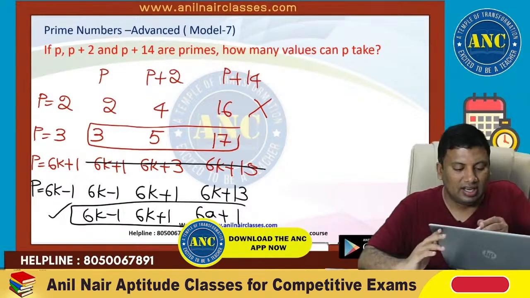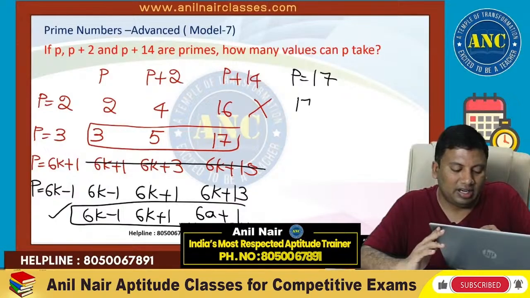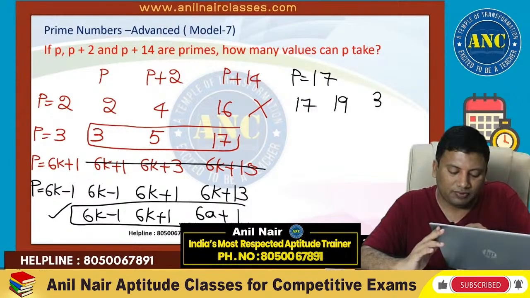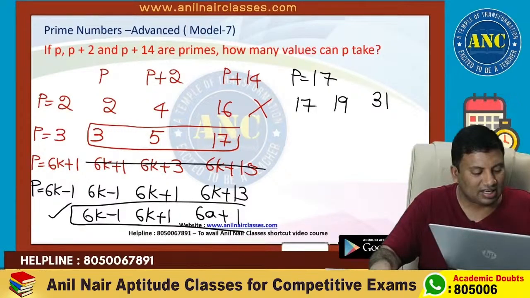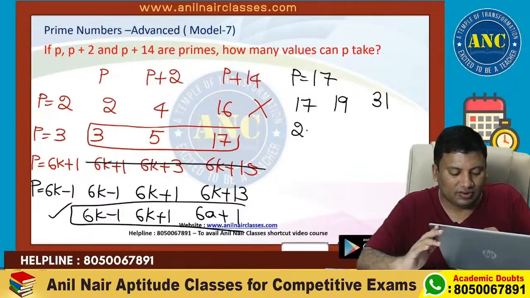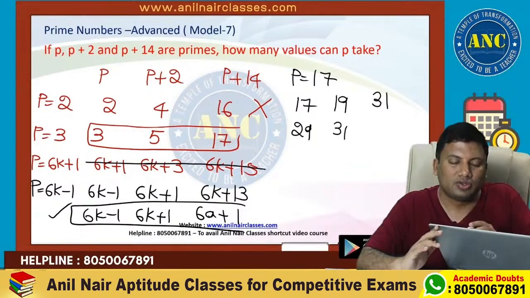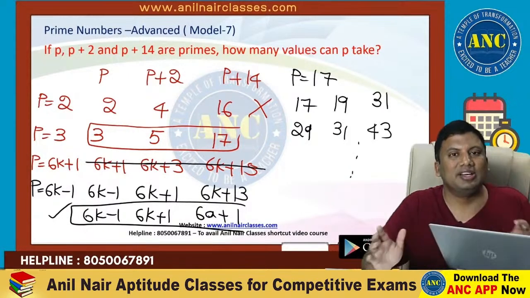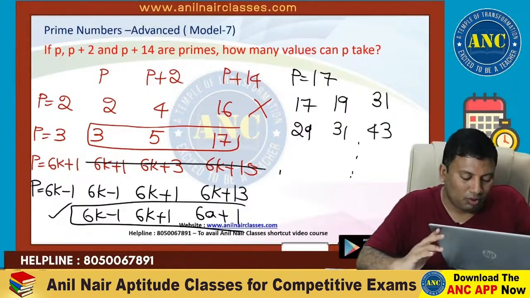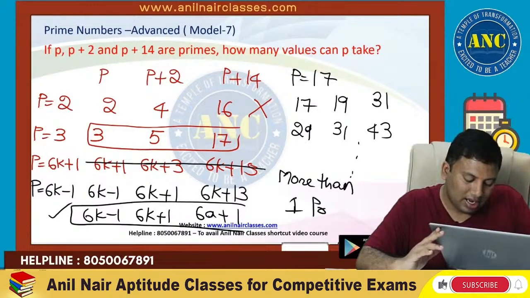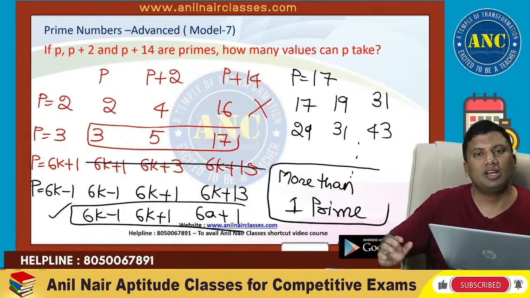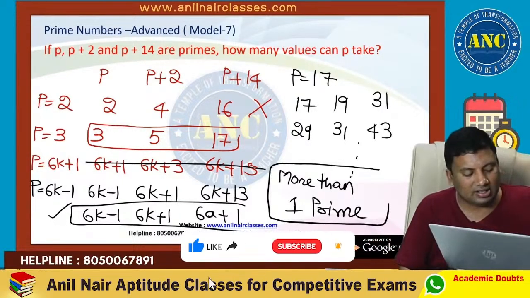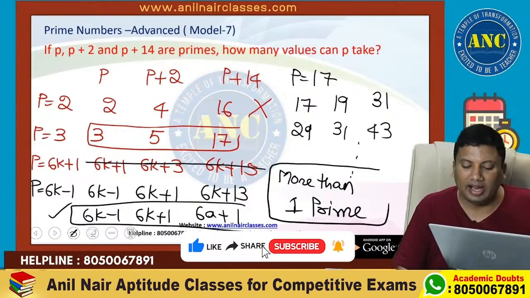Let us see. If p equivalent to 17, 17 plus 2, 19, 17 plus 14, 31. 17, 19, 31. This is the case. Suppose if I take 29, 29 plus 2, 31, 29 plus 14, 43. These also another one. There exists more than one prime number which will satisfy this condition. Each and every question, kindly revise it as many times as possible so that this subtopic will be over. 6k minus 1, 6k plus 1 and 6a plus 1. I hope the idea it is clear.